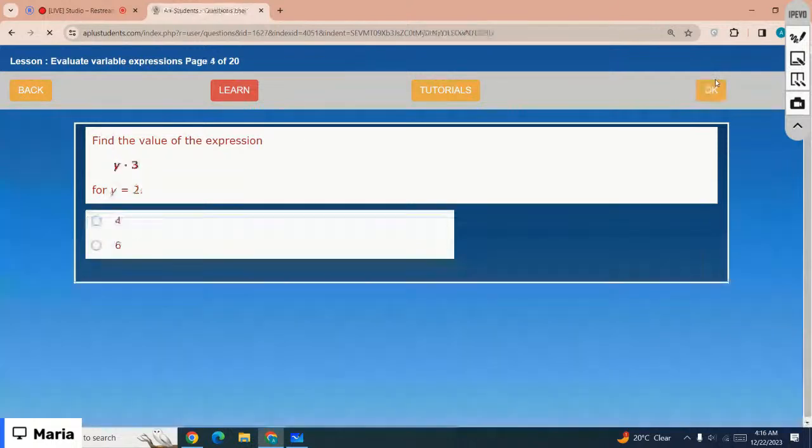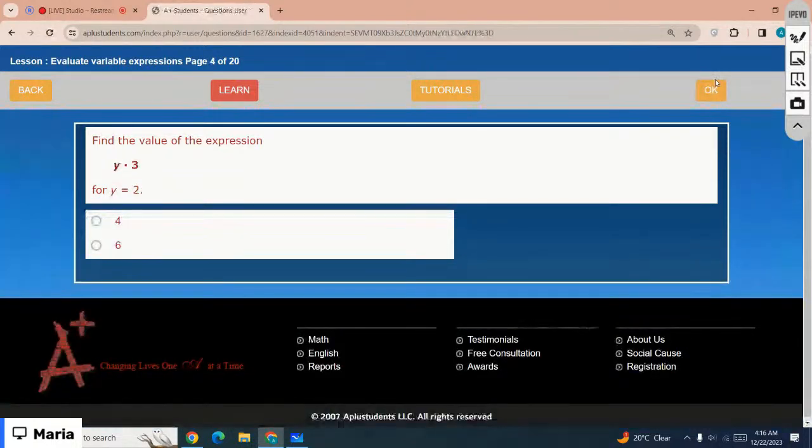Okay, the next one is find the value of the expression y times 3 and you have to evaluate it for y equals 2. So which is the correct option? Yes, that would be 2 times 3, and 2 times 3 is 6. The correct option is 6. Very good.